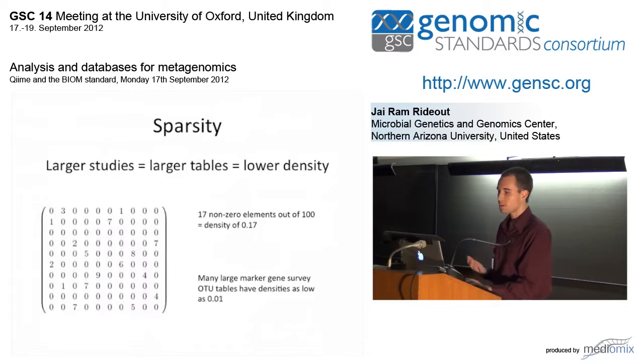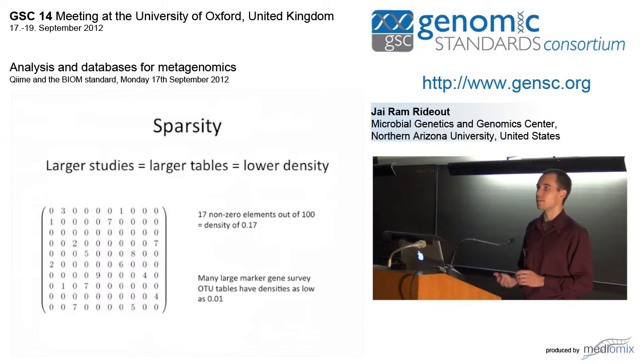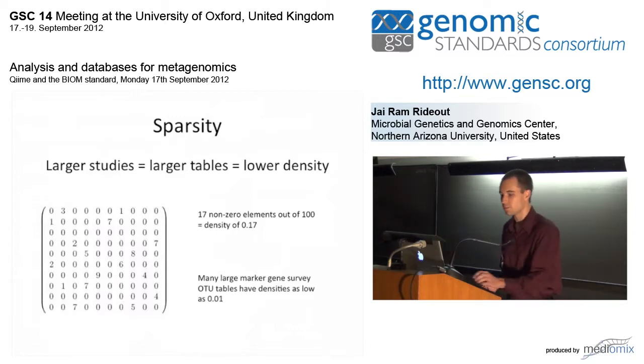And so efficiency is really going to be an issue, especially in the coming years as these tables continue to increase in size. For example, at the ISME meeting a few weeks ago, we did some processing for the EMP project, and the OTU table back then, I think, had 7,000 samples by 500,000 OTUs. So it's an enormous table with an extremely low density.